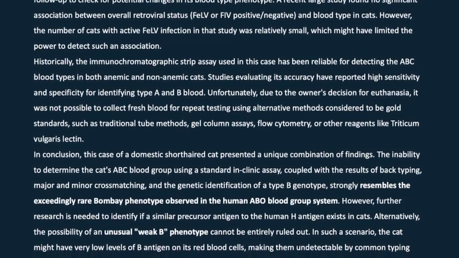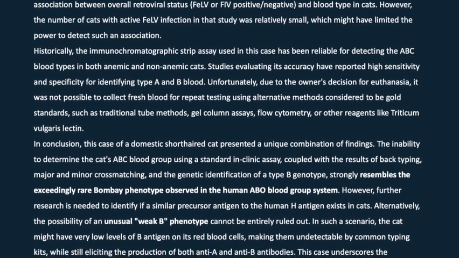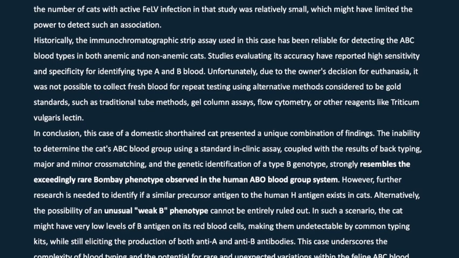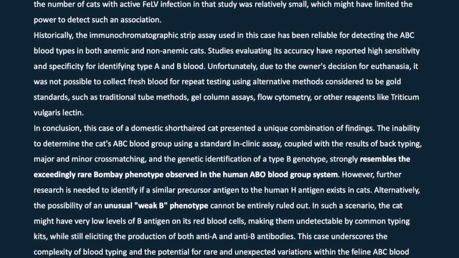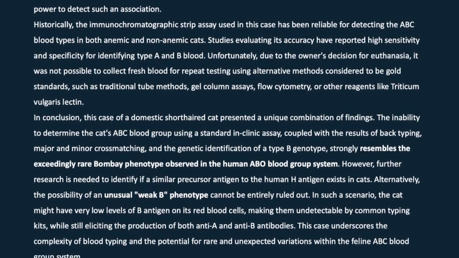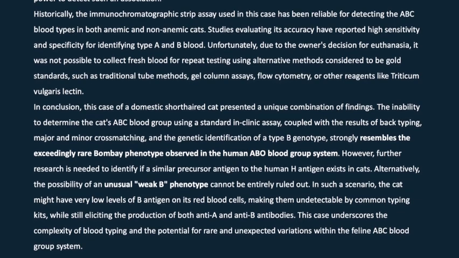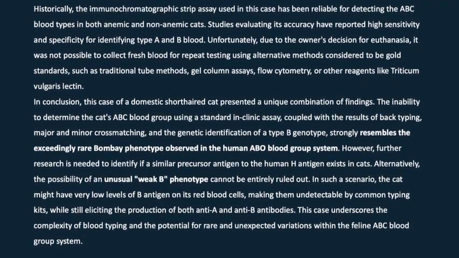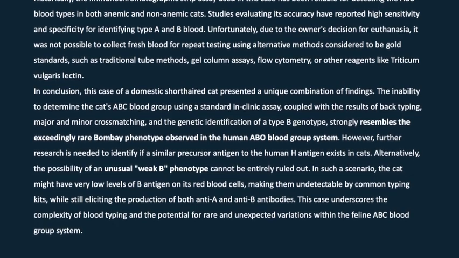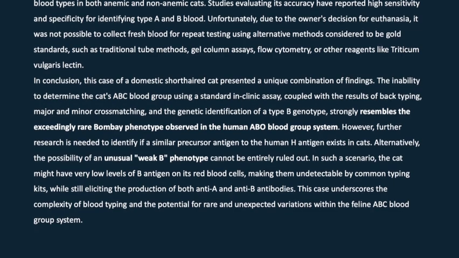In conclusion, this case of a domestic short-haired cat presented a unique combination of findings. The inability to determine the cat's ABC blood group using a standard in-clinic assay, coupled with the results of backtyping, major and minor cross-matching, and the genetic identification of a type B genotype, strongly resembles the exceedingly rare Bombay phenotype observed in the human ABO blood group system. However, further research is needed to identify if a similar precursor antigen to the human H antigen exists in cats.